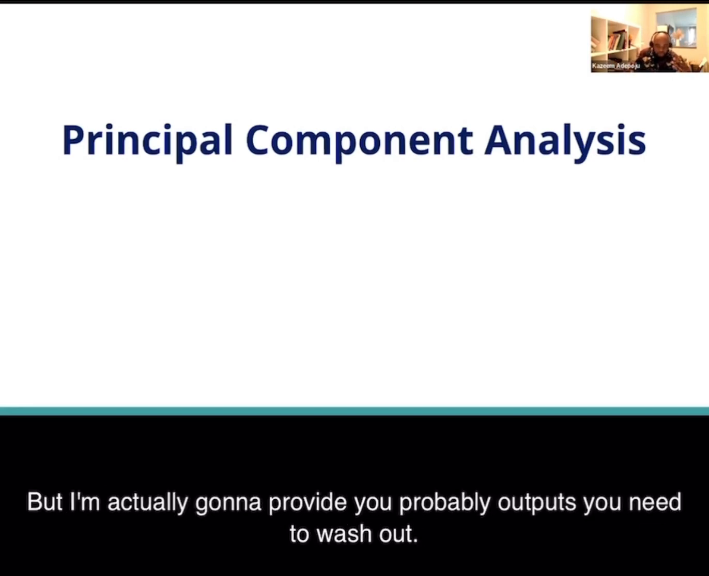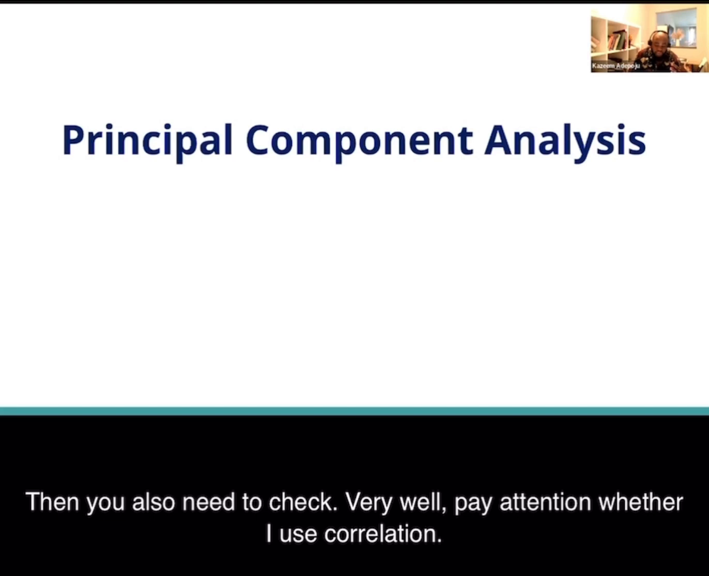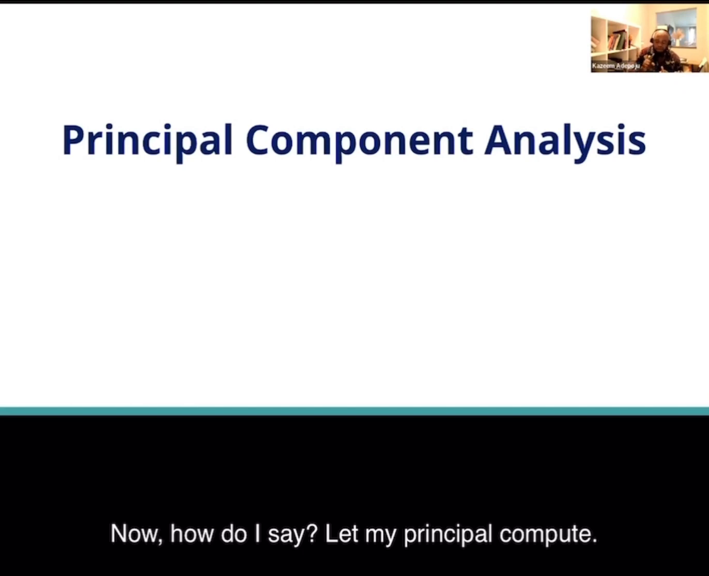Since you're not going to use R for this, but I'm probably going to provide you R output, you need to watch out whether I use the covariance matrix to construct my principal component analysis. Pay attention: is it the correlation matrix or the covariance matrix? Please watch out.